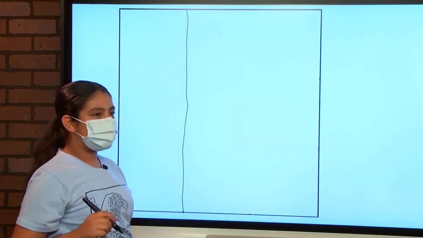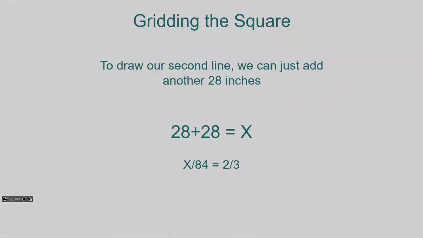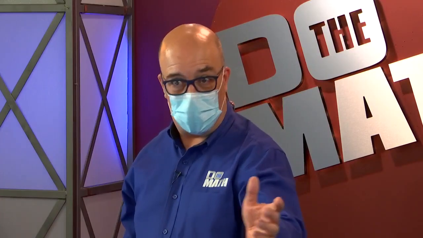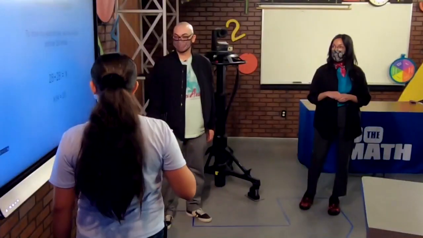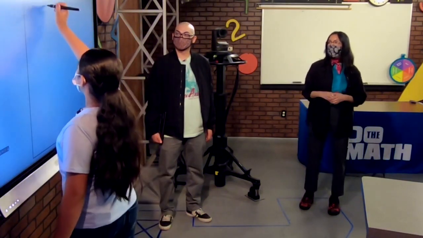We can go to the next slide real quickly so we can explain that. To draw our second line, we're simply going to add another 28 inches. So 28 plus 28, to help you out, we know that's going to be 56. So then we'll go to the next one. Oh, the lines disappear. So if you want to reconnect that first one, and then we'll go ahead and do that second one as well.